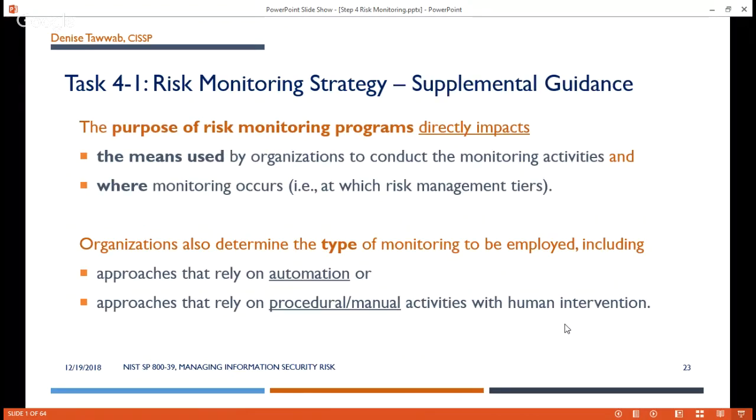The purpose of risk monitoring programs directly impacts the means used by organizations to conduct the monitoring activities and where monitoring occurs. So, the purpose of your risk monitoring is going to impact how you do it and what you look at. Organizations also determine the type of monitoring to be employed, including approaches that rely on automation or approaches that rely on procedural manual activities that require human intervention.